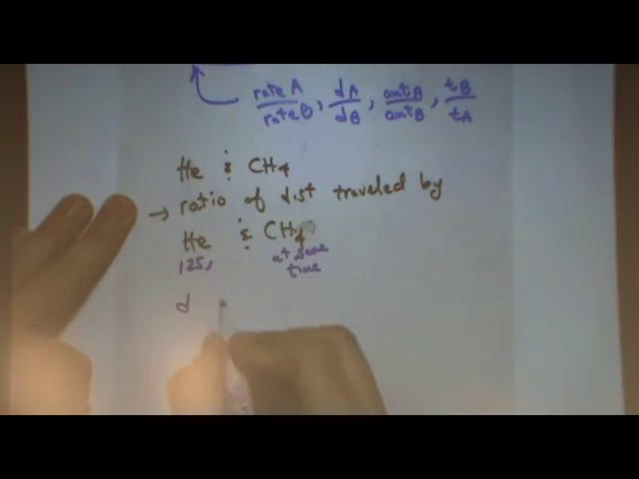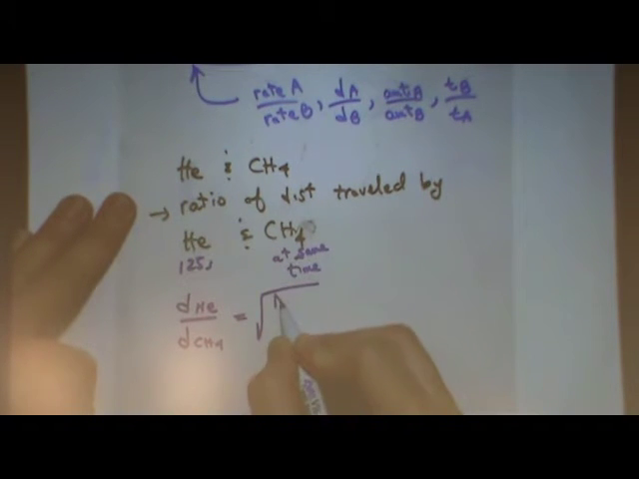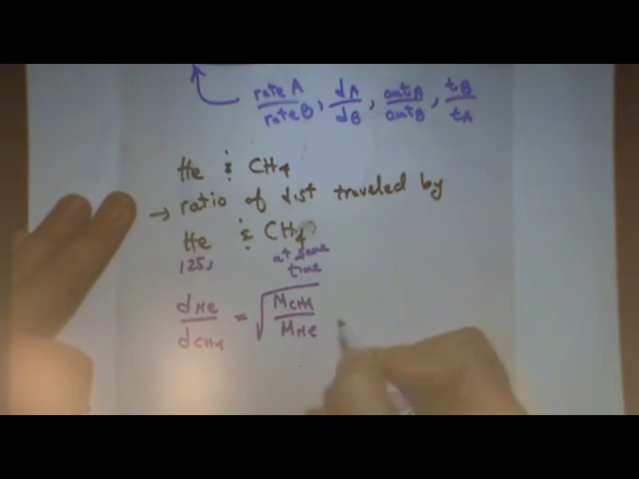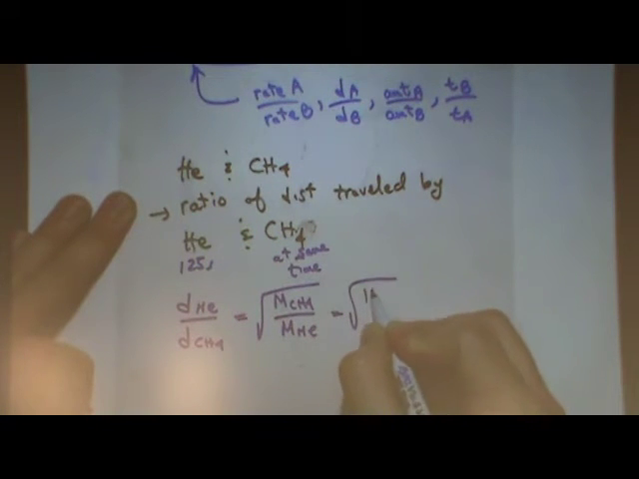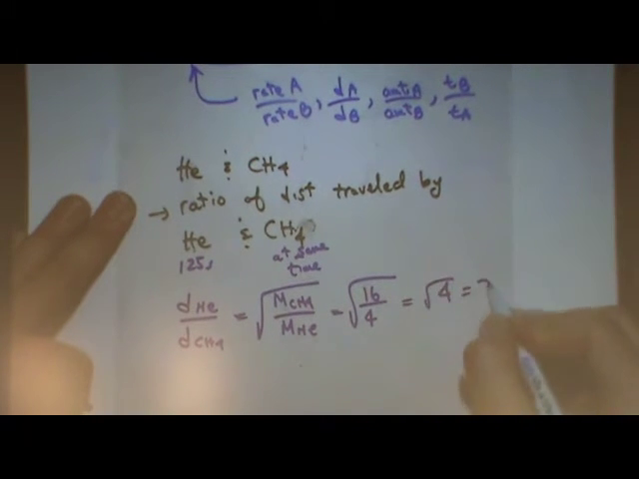So if this was asked, you would just say, well, the distance of the one listed first, helium, over the distance of the one listed second, methane, is equal to the inverse of the square root of the molar masses, methane over helium. Methane molar mass is about 16. The molar mass of helium is about 4. That's going to be the square root of 4, which is 2.